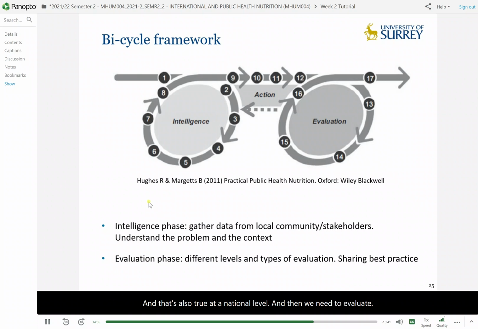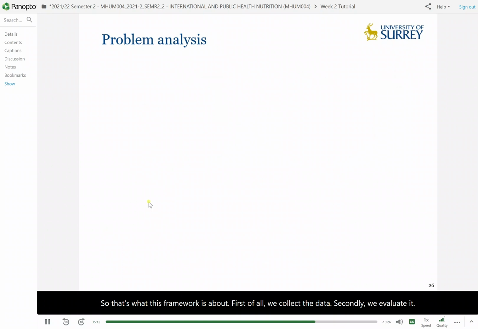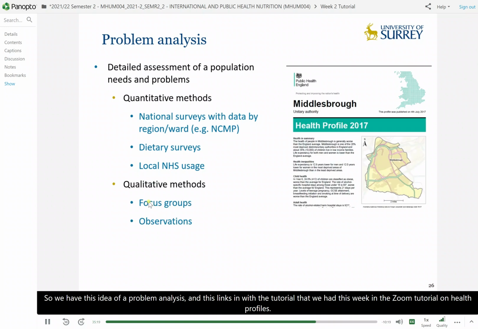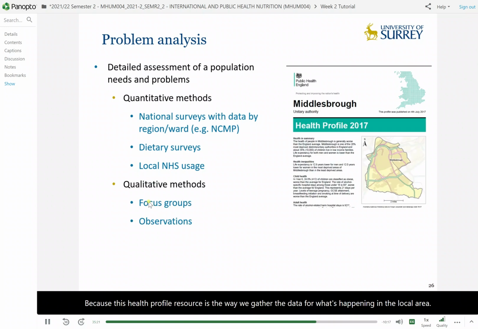And then we need to evaluate. And again, that's true with these national policies. We need to know if they happened and if they were effective. But it's also true if we're planning something much more local and small scale. So that's what this framework is about. First of all, we collect the data. Secondly, we evaluate it. So we have this idea of a problem analysis, and now this links in with the tutorial that we had this week in the Zoom tutorial on health profiles, because this health profile resource is the way we gather the data for what's happening in the local area.